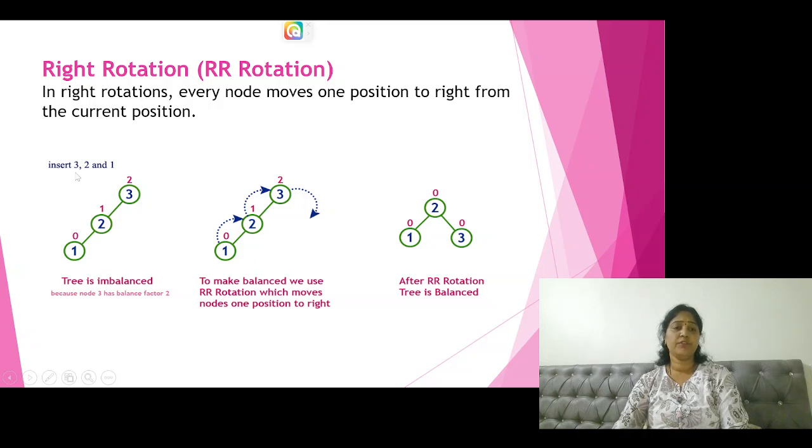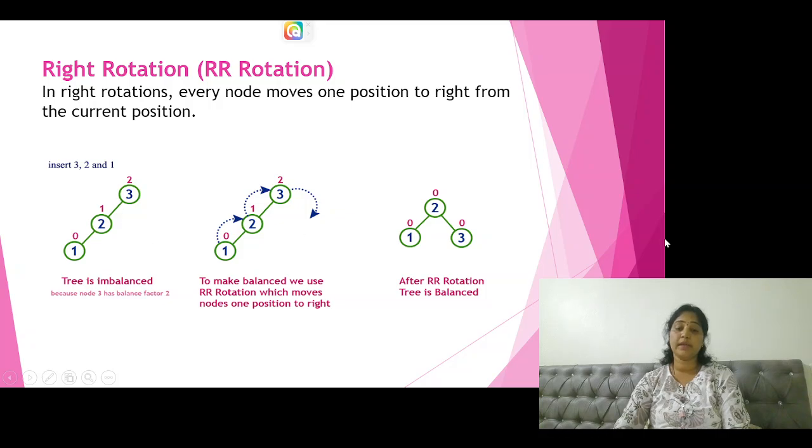Similarly, RR rotation. If you are inserting 3, 2, 1, you have to follow binary search tree rules, and you have to add the balance factor on top of this. That is one more rule you have to add for the binary search tree. So when you insert 3 as the root node, then when you insert 2, it goes to the left of 3, and 1 goes to the left of 2. Now you check the balance factors. For 1 it is 0. For 2, because we have one left element, 1 minus 0 is 1. For 3, 2 minus 0 is 2.